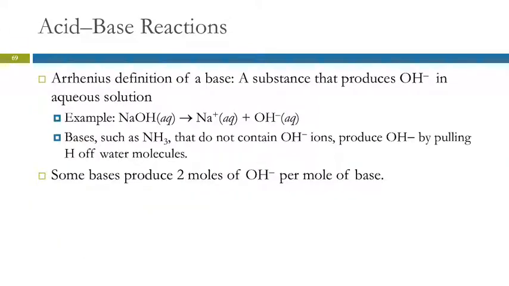Oh, I forgot this part. Some bases produce 2 moles of hydroxide per mole of base. Things like calcium hydroxide, Ca(OH)2, would produce 2 moles of hydroxide. We don't have a special name for them. And they do just completely ionize, so they don't do it one at a time like the acids do.